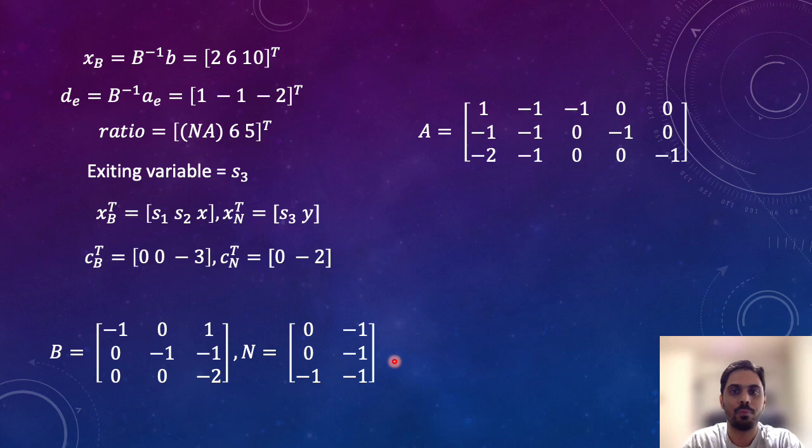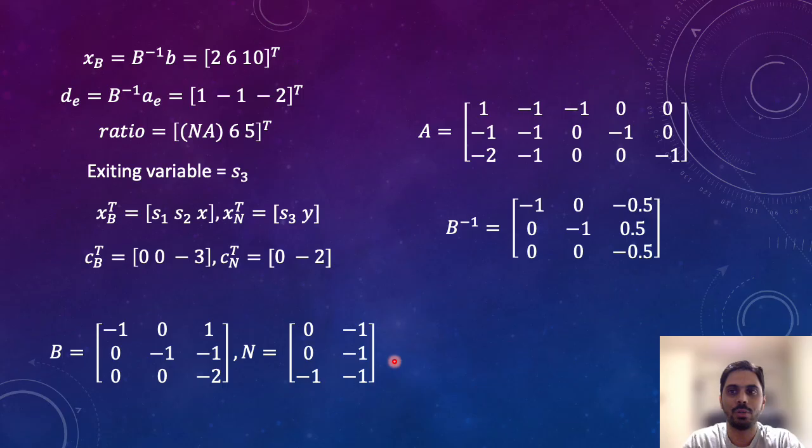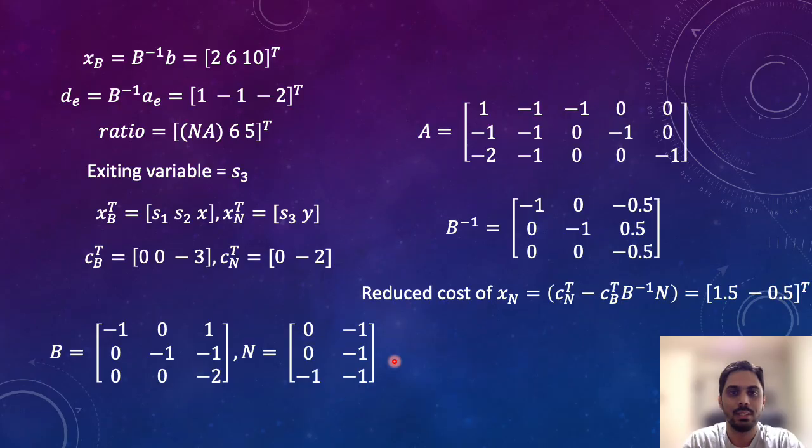So again we follow the same process. We compute B inverse, which will be like this. Then we compute our reduced cost using our formula. So again, very important to remember this formula, which is Cn minus Cb B inverse N. This gives us our reduced cost, 1.5 and minus 0.5. So the negative one is minus 0.5, which corresponds to variable y, which is the second one. So our entering variable is y.